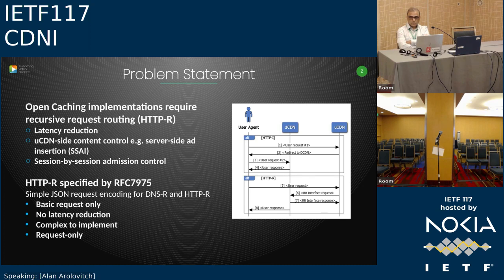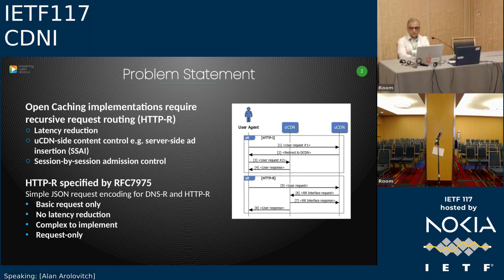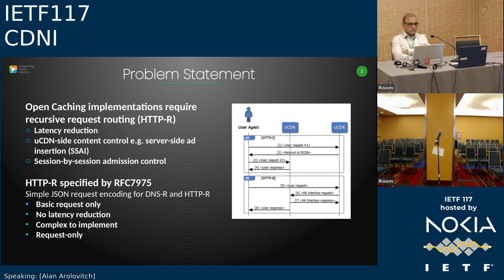Again, to quickly set the stage for what we're talking about: recursive request routing suggests that the UCDN receives the request from the end user, consults with the DCDN about how to handle it, and then returns the response directly to the user, and the user then proceeds to work with the DCDN. This is opposed to the iterative approach, where the UCDN defers the request to the DCDN, and the DCDN then proceeds to respond.